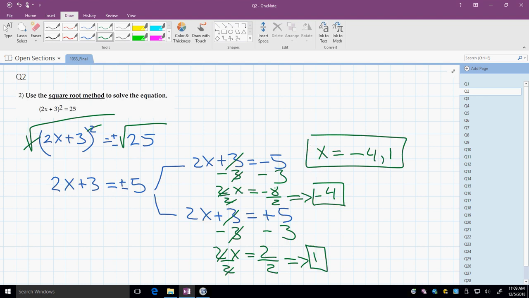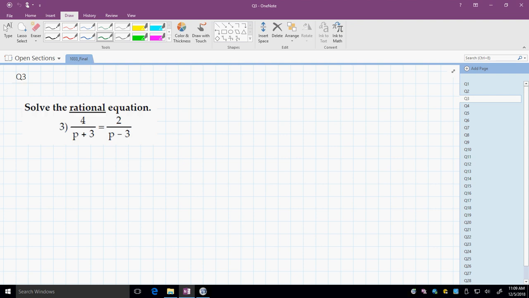Good. 3. Solve the rational equation. Okay, this one, if you notice your choices, we don't have fractions, so we're going to go ahead and cancel the fraction. How do I do that? I'm going to multiply here by p plus 3, the opposite side, and here by p minus 3.